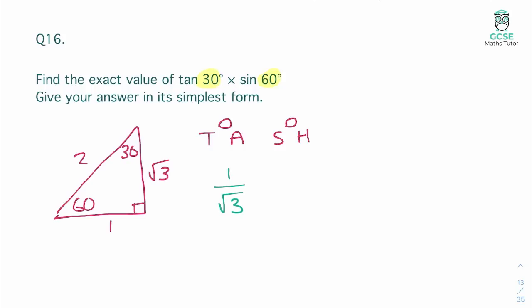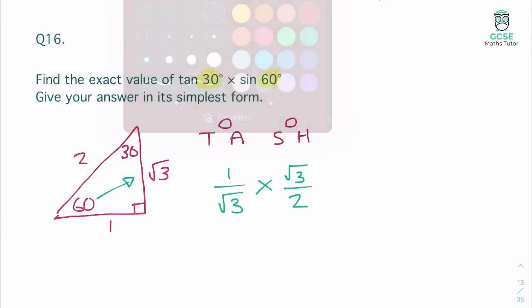just worked out. Sine 60 is opposite over hypotenuse. So opposite is root 3, hypotenuse is 2. So it's root 3 over 2. And it wants us to times them together. So we're going to times them together. So let's go about doing that.